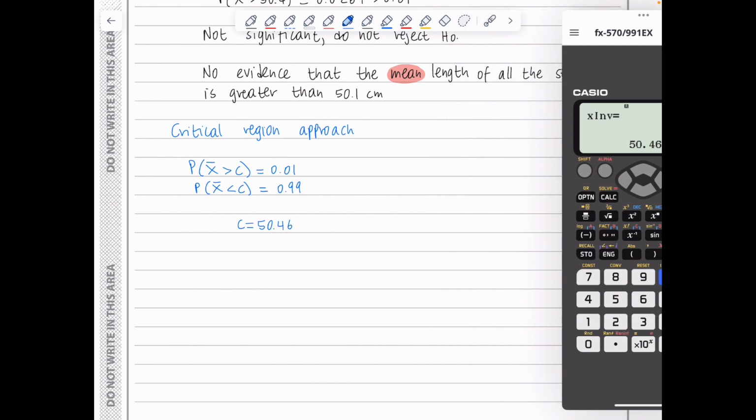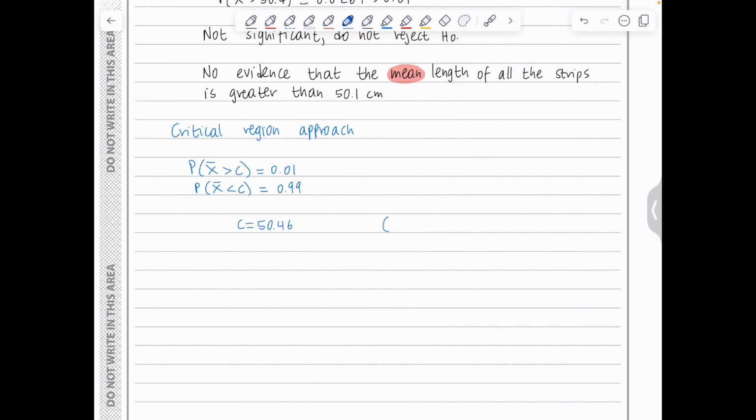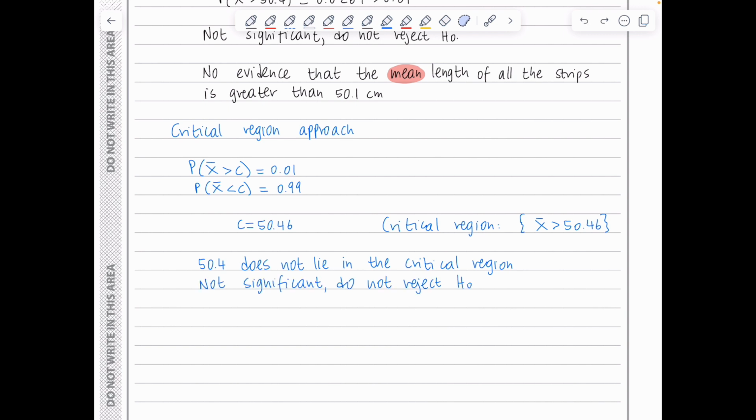so C is 50.46, and we therefore conclude that the critical region is anything greater than this, so the critical region is x bar greater than 50.46. And all we need to say is that 50.4 does not lie within the critical region, so this means that we are looking at the non-significant result. We do not reject H0, and we have the same conclusion, no evidence that the mean length of all the strips is greater than 50.1 centimeters.